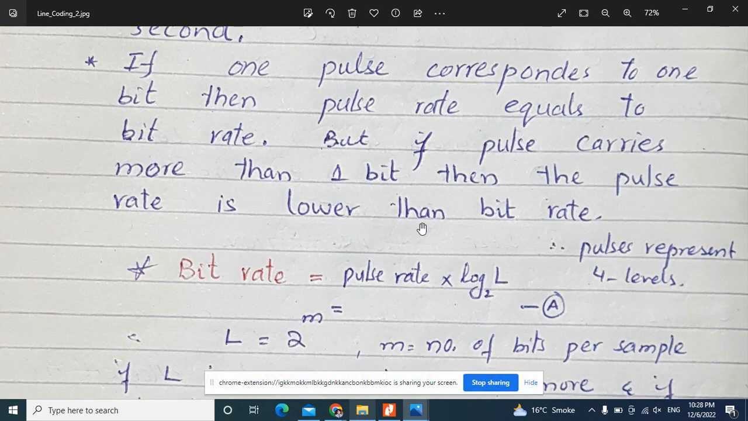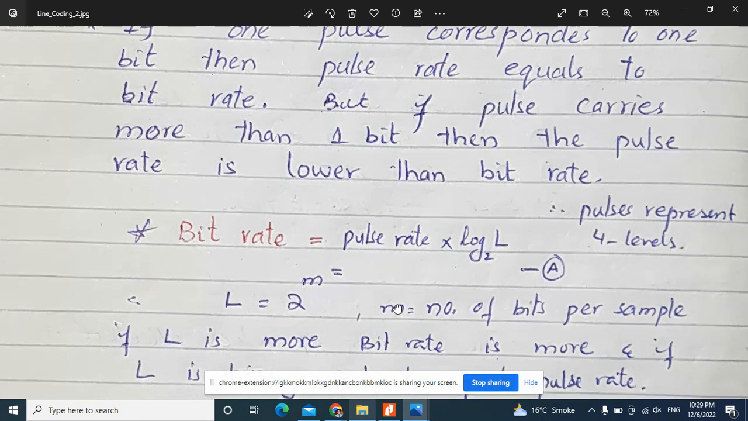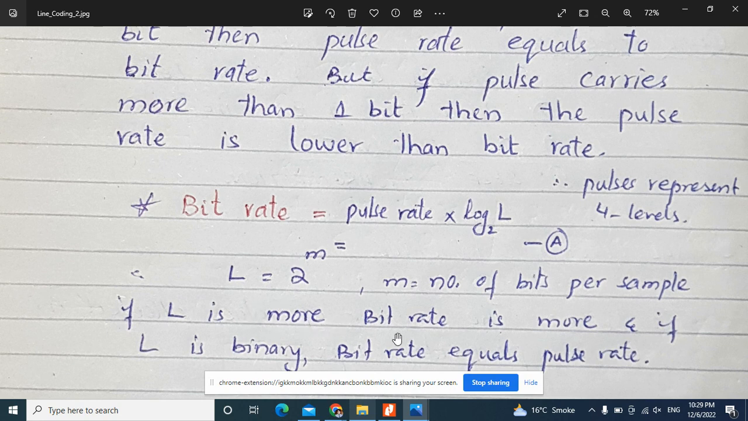This can be better understood with an example. We can define the bit rate as equal to the pulse rate multiplied by log2 of L, where L is the number of levels. If L is equal to 2 raised to the power m, where m is the number of bits per sample, then if L is more, the bit rate is more: if you increase L, then log2 of L increases, so the bit rate will increase.